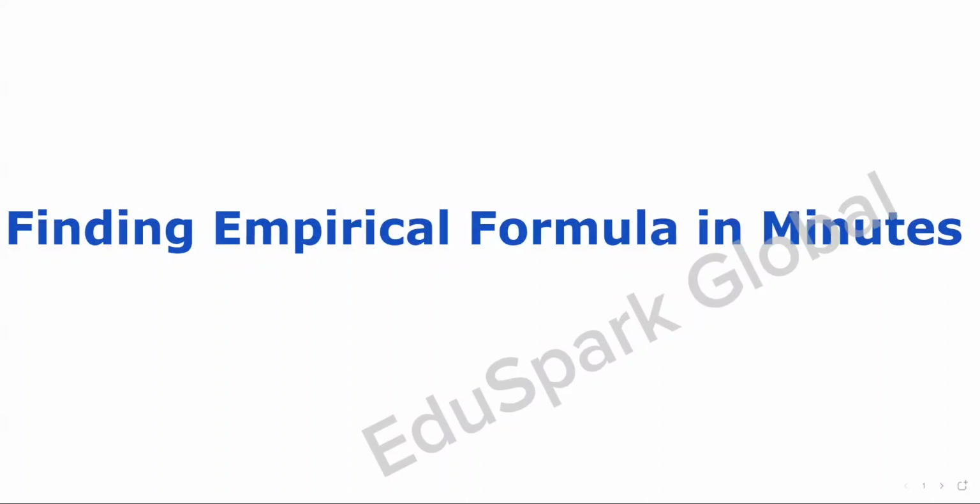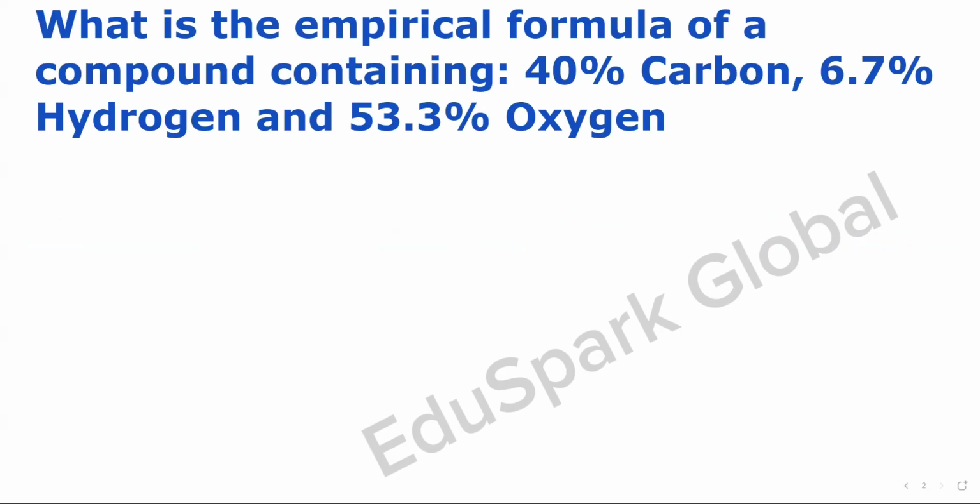In today's video, I'm going to be showing you how to find empirical formula in minutes. The question I have says, what is the empirical formula of a compound containing 40% carbon, 6.7% hydrogen, and 53.3% oxygen? To solve this, we're going to assume 100 grams.